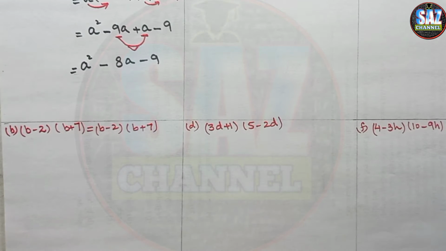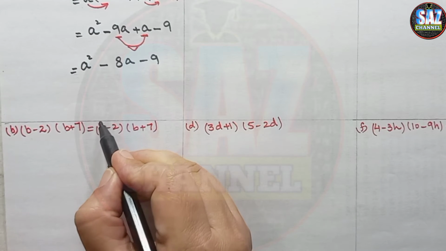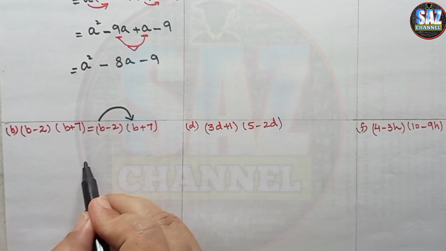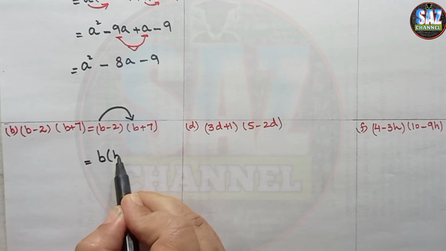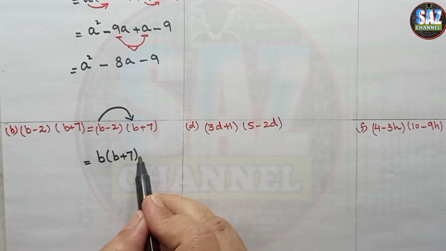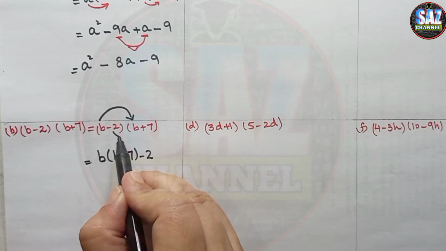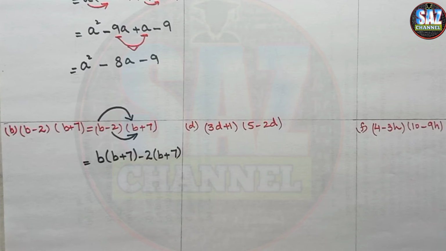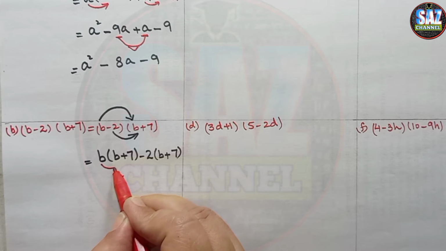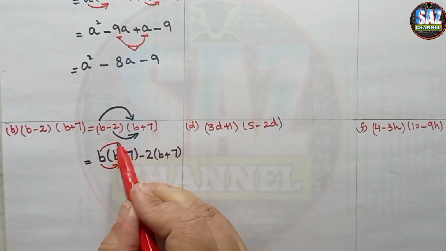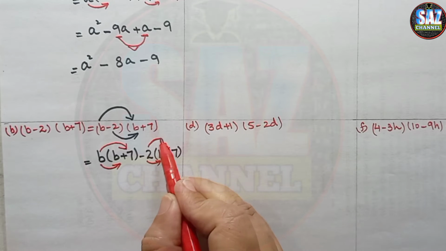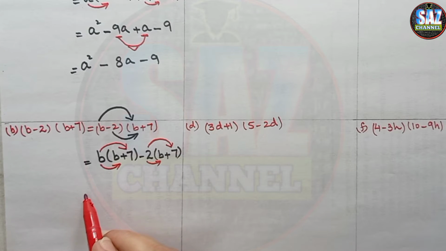I hope now the rule is very clear: I take the first letter or number of the first bracket and multiply it with the whole of the second bracket, b into (b + 7), minus, then take the second number of the first bracket and repeat the process, 2 into (b + 7). Very easy step. Now, as I have to expand, I have to make my expression free from brackets. So again apply the distributive property: multiply the number or letter outside the bracket with every term inside the bracket. Take the bracket as a package.